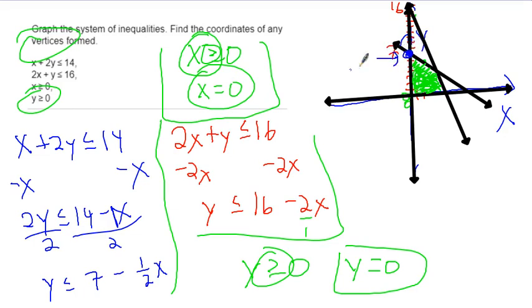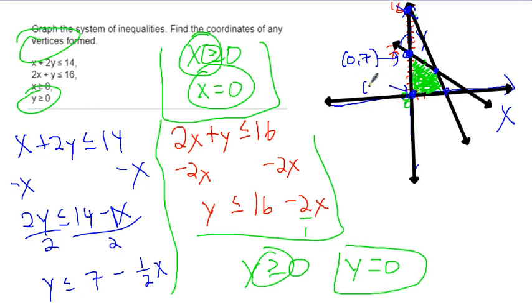This one right here is at (0, 7). So that's one set of vertices that's formed from the vertical line crossing with this diagonal line here. This one, well, I guess, sorry, that's not part of the solution set. So you just want the vertices around the solution set. So just these 4 right here.